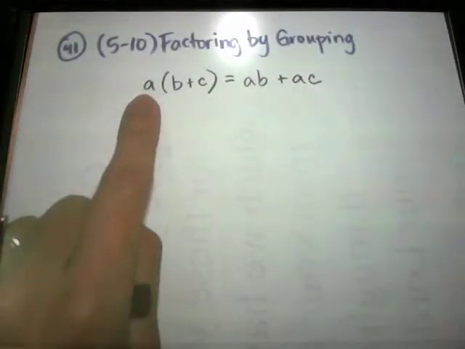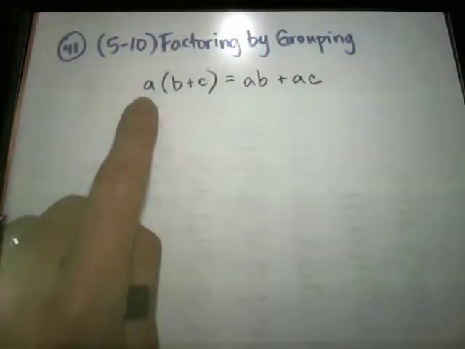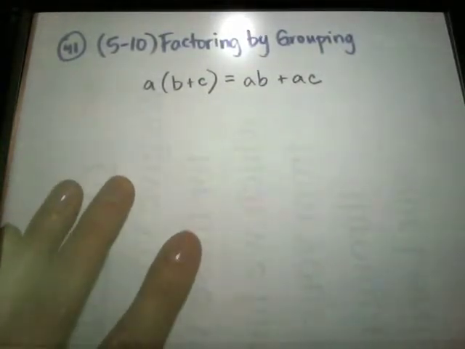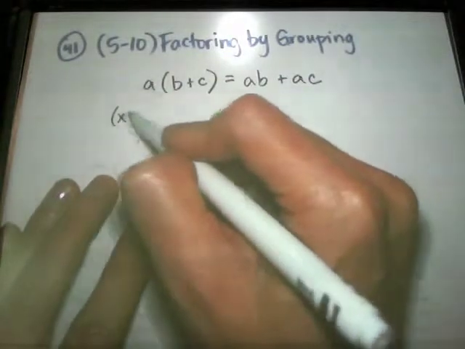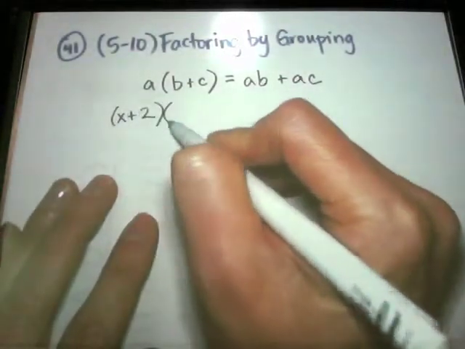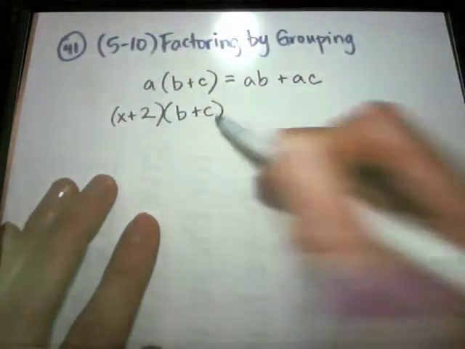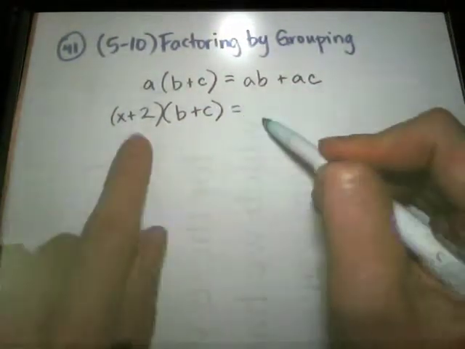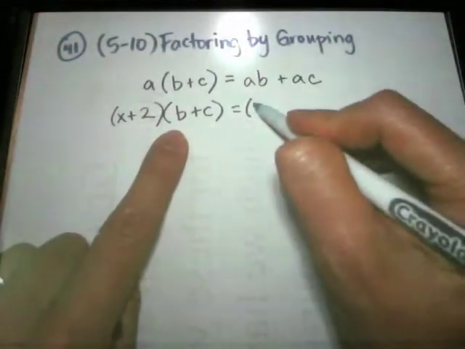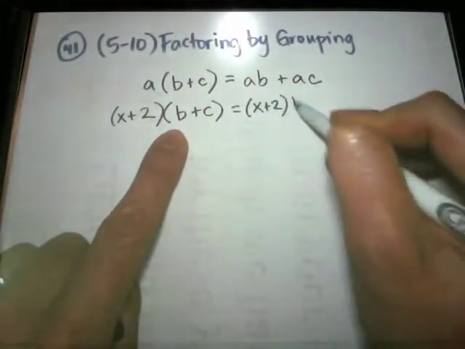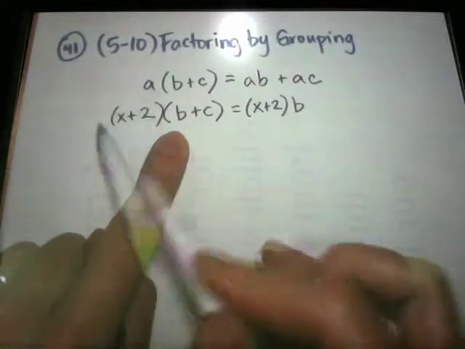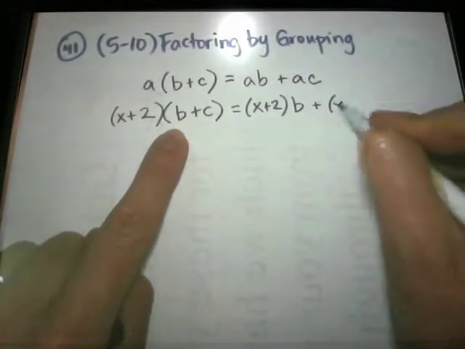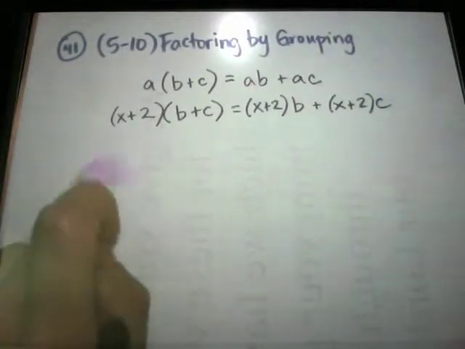Now, what if A, instead of just being a single variable, was another binomial, for example? If A was x plus 2, and now again, times B plus C, right? It gets a little confusing if we do that. What I've got here is the x plus 2, I'm just replacing the A, times that B. I would take this whole thing times B, and I could take that whole x plus 2 times C.